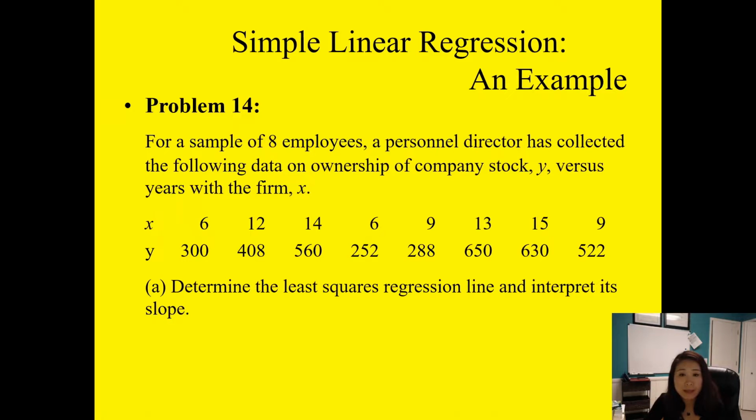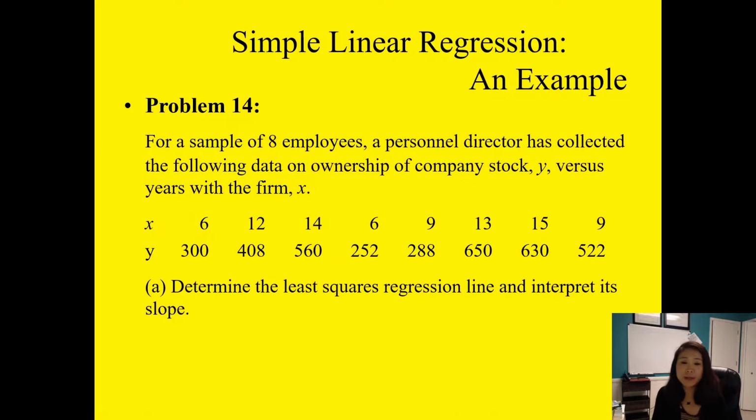So now we collect 8 employees. You can see the x values are 6, 12, 14, 6, 9, 13, 15, 9. And for the y variable, the employee who worked for the firm for 6 years owns 300 shares. The employee who worked for the firm for 12 years owns 408 shares. So you can read the data pretty smoothly. The reason they collect this data is that they try to use the years working for the firm to predict the number of shares owned.